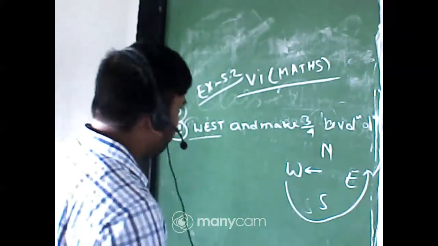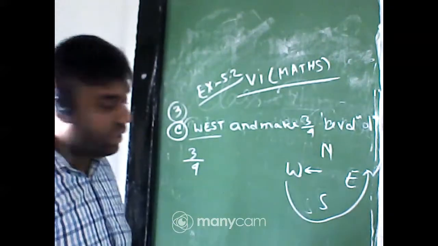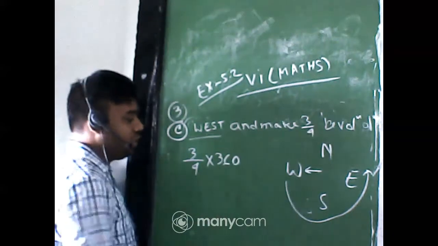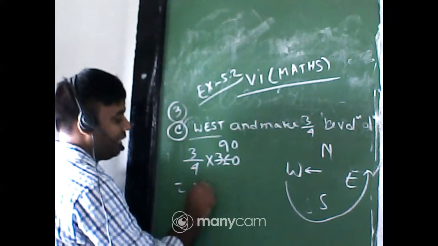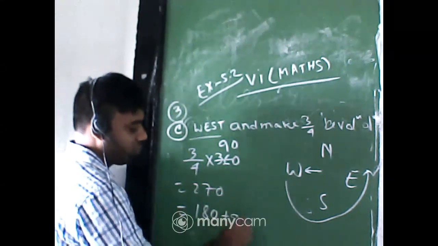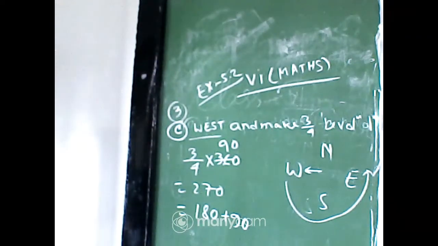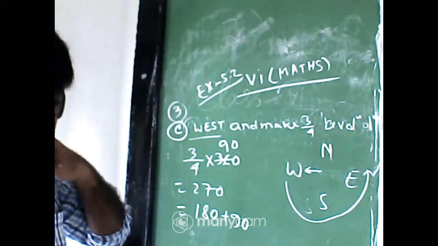Now 3/4 revolution. One revolution means 360 degree, so 3/4 revolution means 3/4 into 360, that is 270. 270 means 180 plus 90. Up to that, do you have any problem? So 3 by 4 into 360 degree is 270, and 270 means we know 180 plus 90 degree. Got it everyone? Or any problem? Tell me quickly.